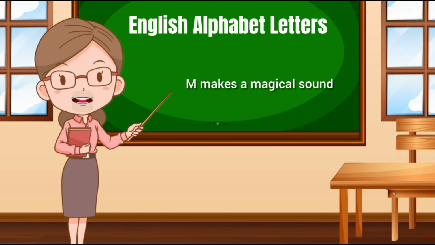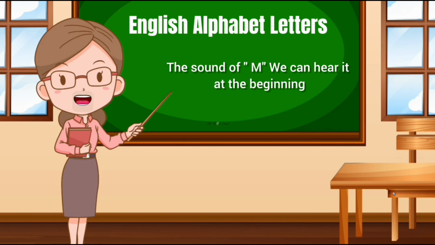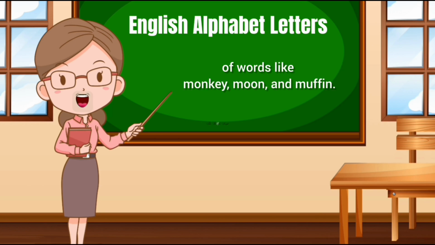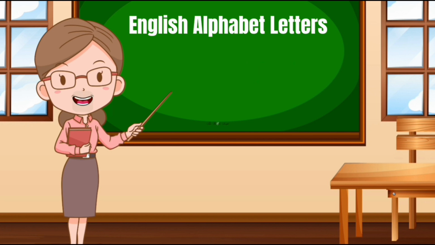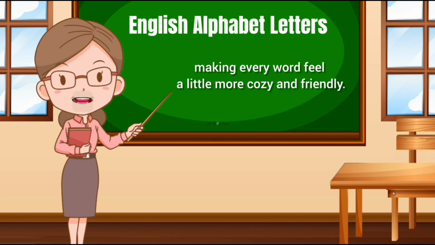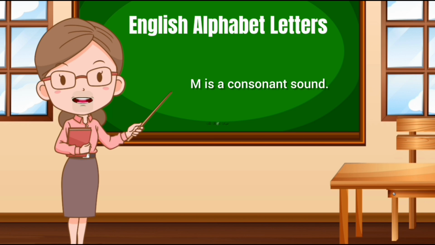The letter M makes a magical sound that sounds like M. We can hear it at the beginning of words like monkey, moon, and muffin. When we say M, we press our lips together and let the sound out through our nose. It's a warm, comforting sound that helps create lots of fun words, making every word feel a little more cozy and friendly. M is a consonant sound.